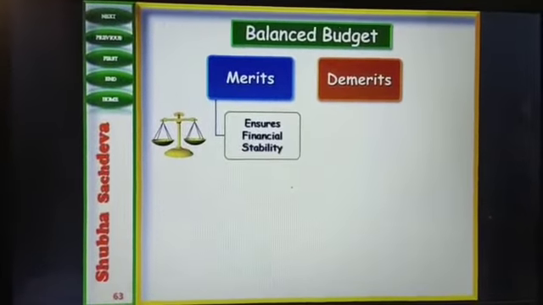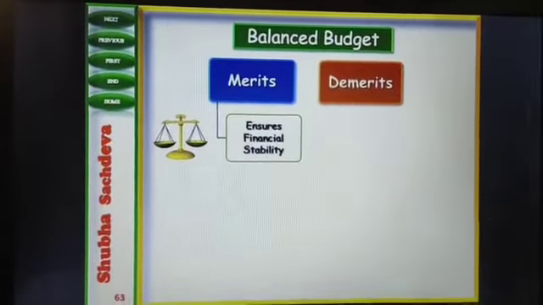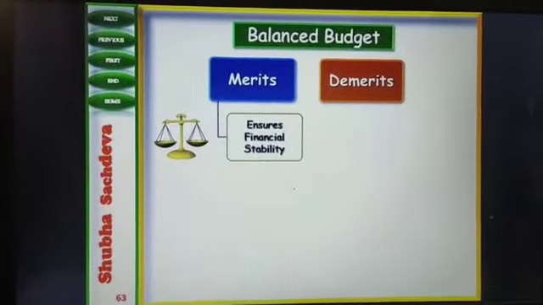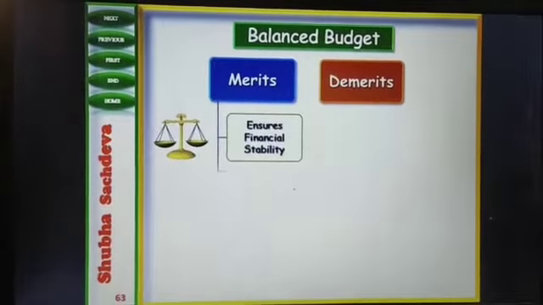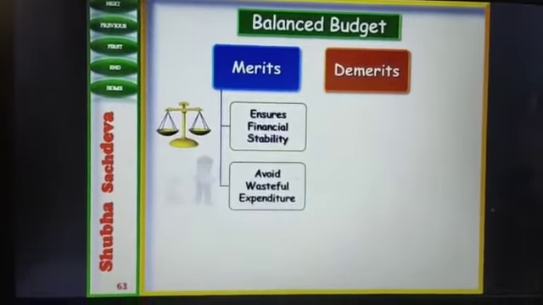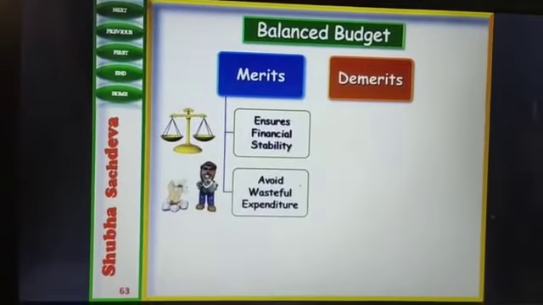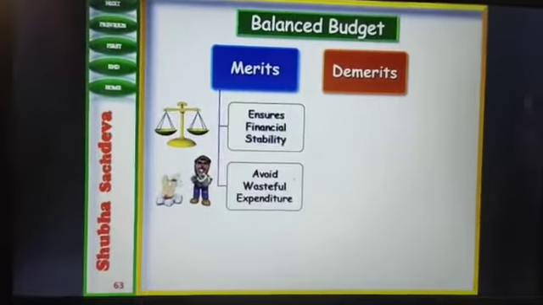When there is a balanced budget, it ensures financial stability. The government doesn't have to depend on borrowings, or doesn't have to do disinvestment. This is the benefit, and government also avoids wasteful expenditure.